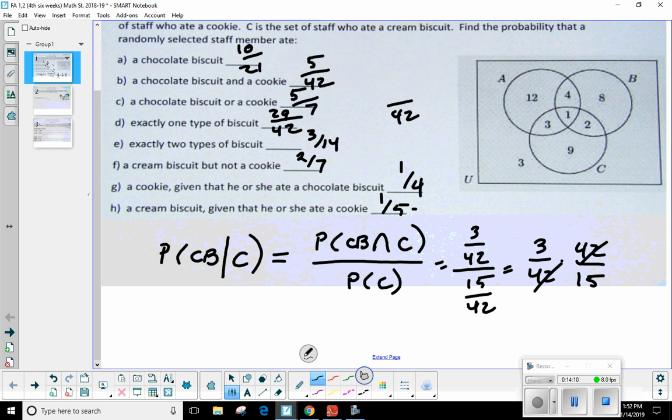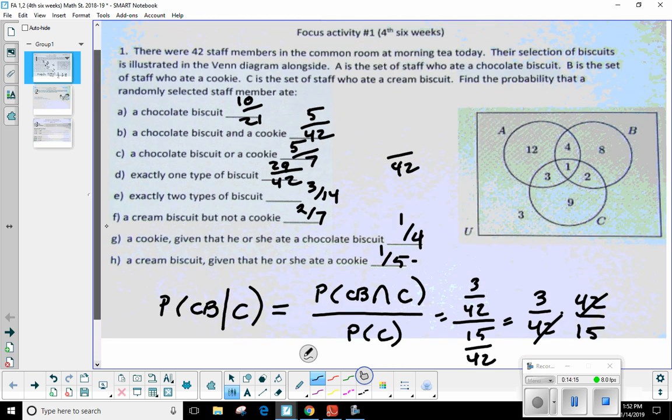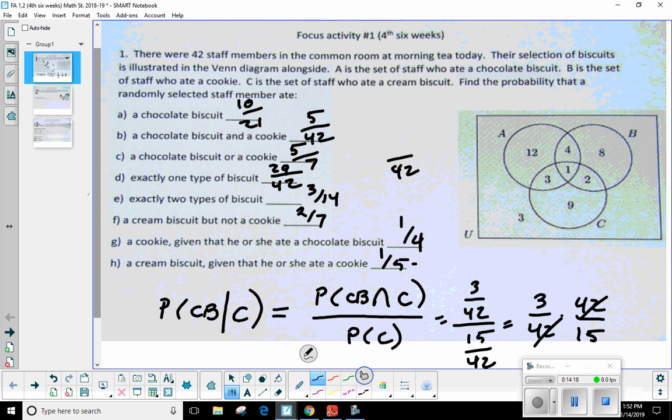Okay, questions? Hey, Gabby. Okay, so I'm thinking the way it's said, like I said, I got messed up on this one too. It says a cream biscuit, but not a cookie. So anything that falls into the circle that's the cream biscuit, but doesn't intersect with the cookie circle. So there are 9, 10, 11, 12 out of the 42. And that's where we were able to get the 2/7ths. Okay, good. Questions?